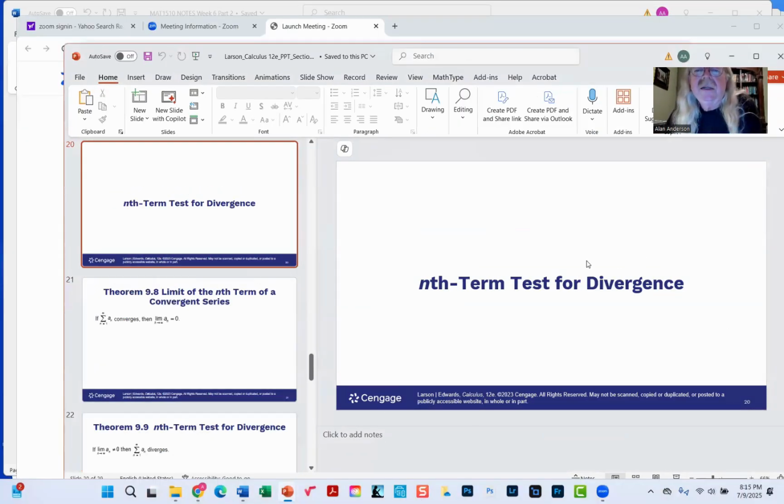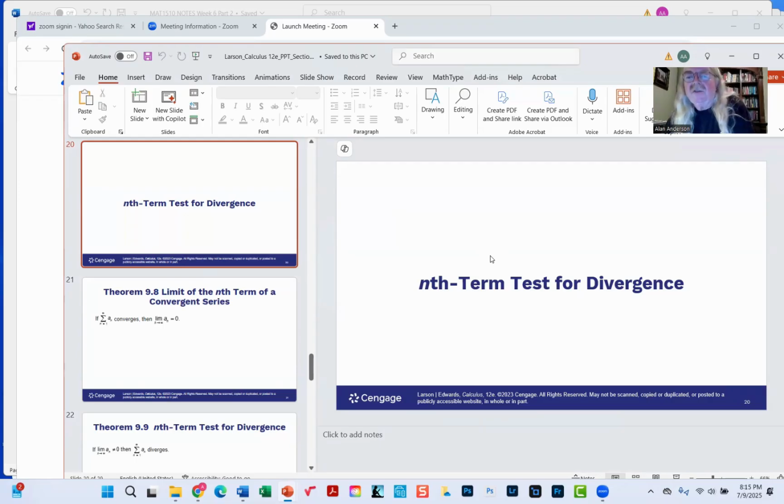And remember, 9.1 is our introduction to sequences. And now in 9.2, we switch our attention to series. What we've been doing here is looking at tests to find out if our series is divergent or convergent. If it's divergent, it doesn't converge to a specific sum. Diverges typically means that it goes to infinity or negative infinity.